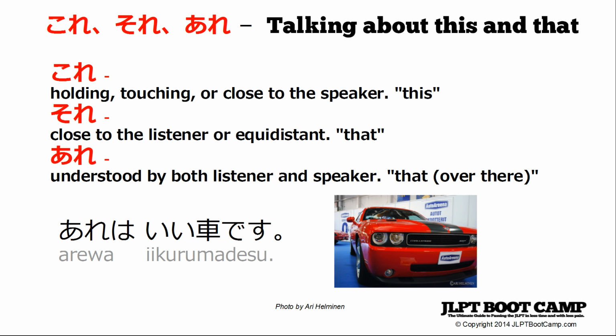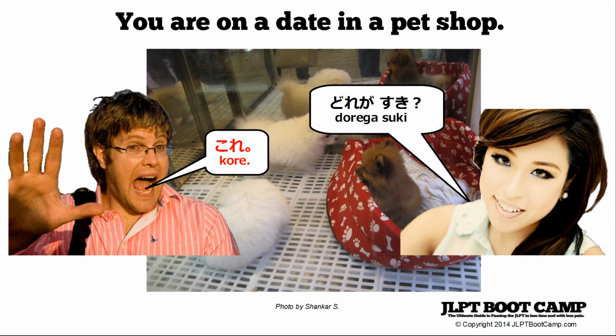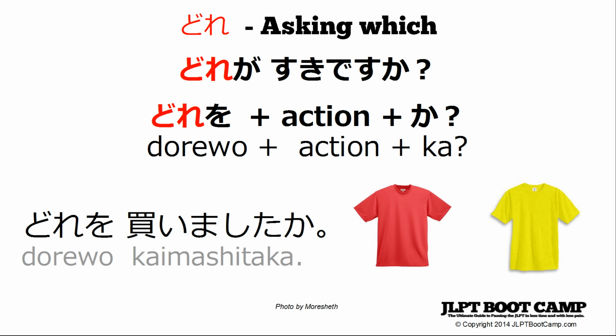So, moving on, you duck into a pet store with your date, and you're looking at some animals, some pets, and she asks you, "Dore ga suki?" Which one do you like? And you answer kore, this one, pointing at a particular pet. And she's using dore, which is a way of asking which.